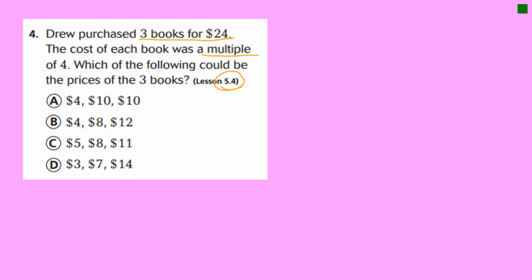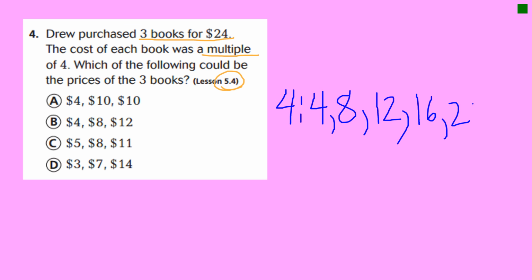Okay, remember multiples, guys? Multiple, multiply. What's 4 times 1? We're going to multiply 4 to get the multiples. 4 times 2, 8's a multiple. 4 times 3, 12 is a multiple. Okay? Right? You got that? Remember multiple, you multiply the number to get the multiples. Multiple, multiply. All right, let's look at our choices.